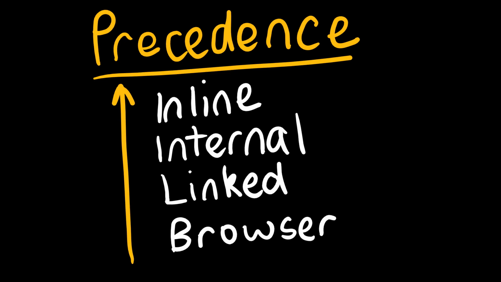You may be thinking, what happens when I specify conflicting CSS? For instance, I link in a style sheet that has color set to red, but my internal CSS specifies that color is set to green. Basically, there is an order of precedence. The browser's default CSS is overridden by linked CSS, which is overridden by internal CSS, which is overridden by inline CSS.